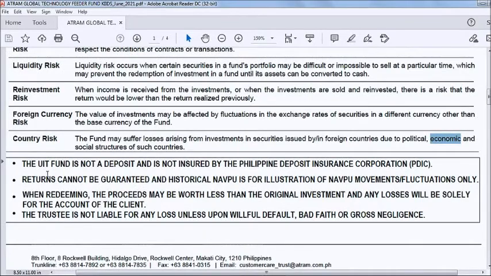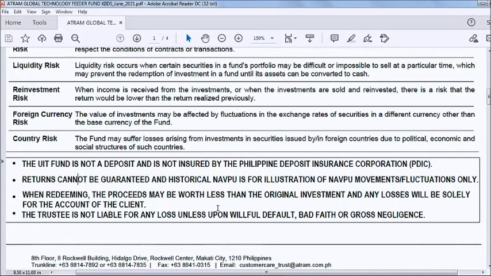So here, there is a disclaimer. The UIT fund or UITF is not a deposit and is not insured by the Philippine Deposit Insurance Corporation or PDIC. Second, returns cannot be guaranteed and the historical net asset value per unit is for illustration of NAV movement or fluctuations only.